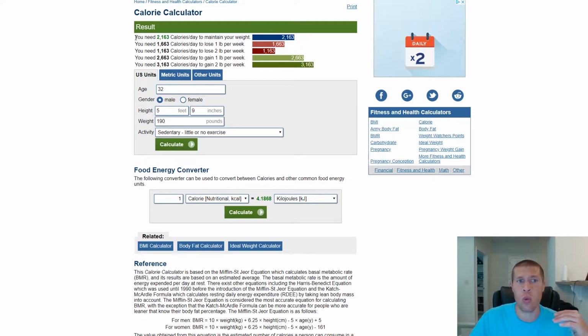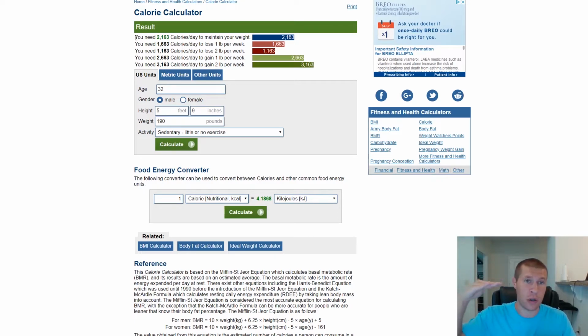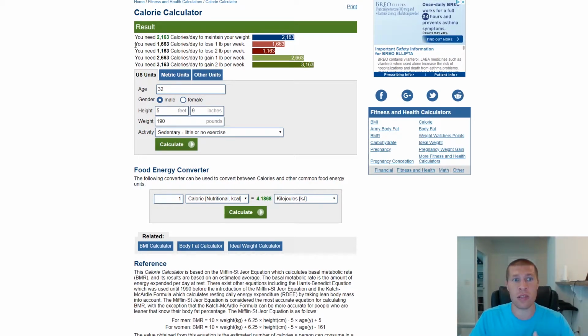So you need 2,163 calories to maintain your weight. Thus, that's essentially what your maintenance calories are. So if you eat less than 2,163 calories per day, you will obviously lose weight. It's that simple. So how do you figure out what your target should be, day to day, so that you can lose that amount of weight fast? Well, I recommend that you take 500 off that number.